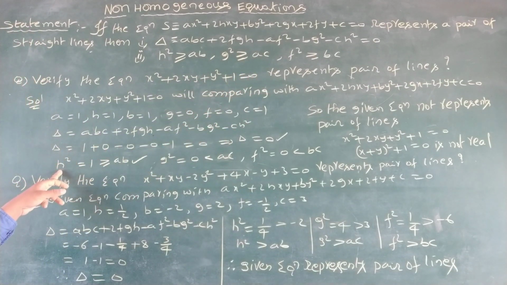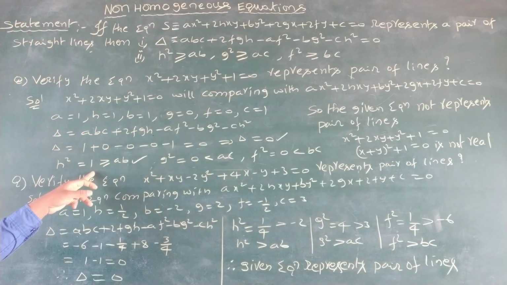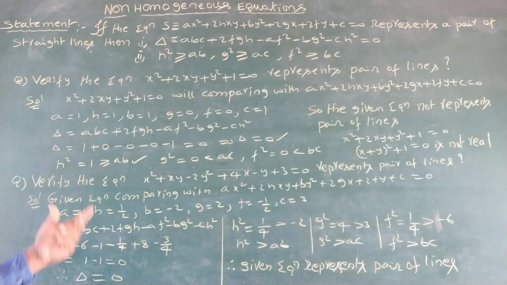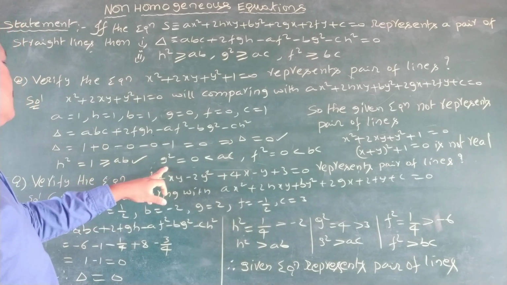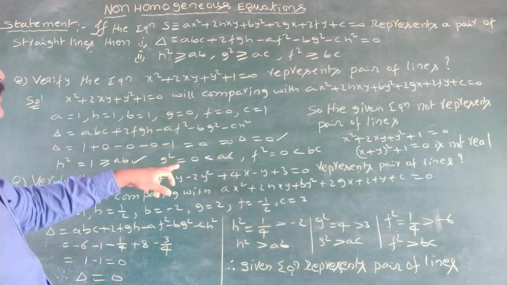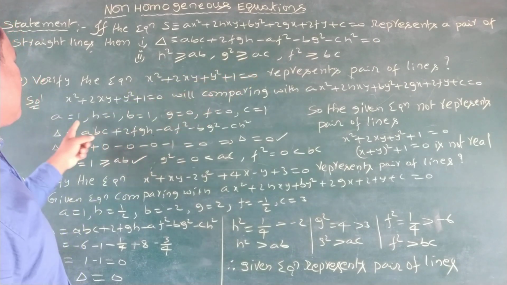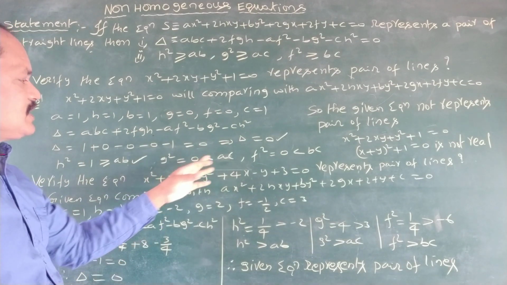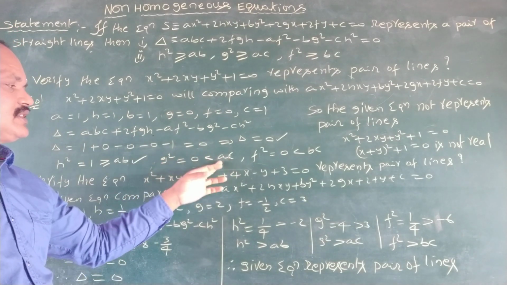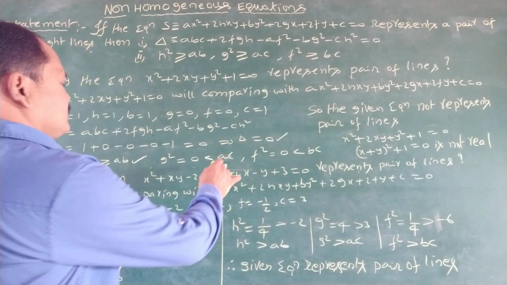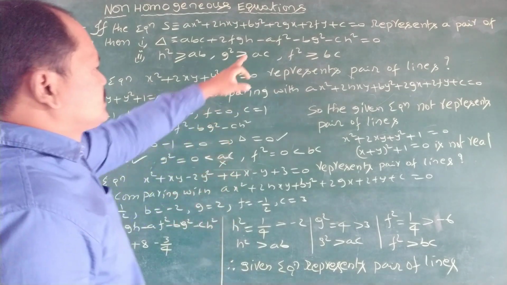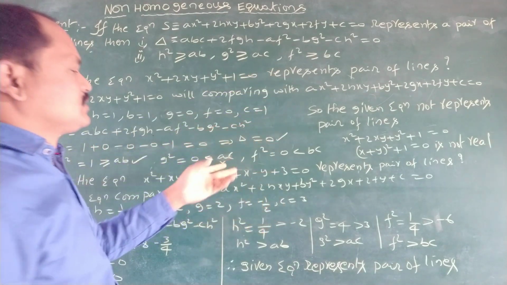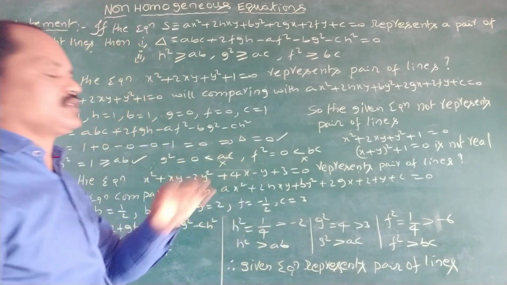h square is 1, greater than or equal to ab. What is ab? 1. So 1 is equal to 1. Now we go to g square. What is g square? 0. And the product ac is 1. So 0 is less than 1. That's why g square is less than ac, so this condition is not satisfied. Now f square is 0. Again bc is 1. So f square is less than bc, so this condition is not satisfied.